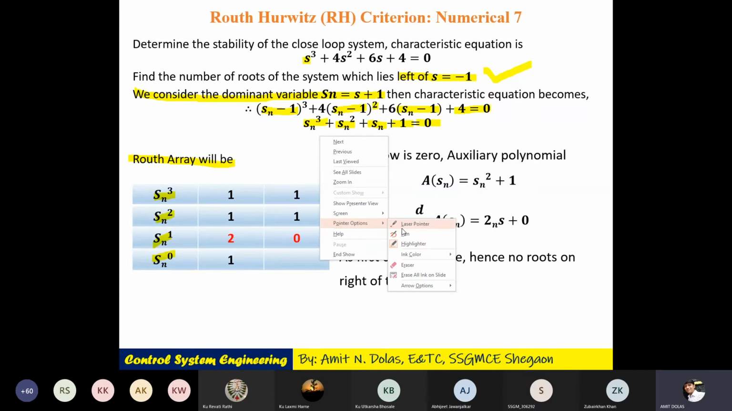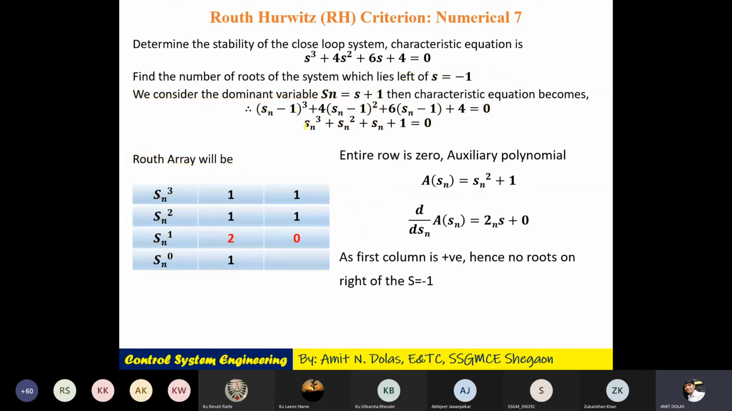Put the coefficients. I'll put the coefficient of s cube, that will be 1 here. Then Sn, it will be again 1. Then Sn square, it is 1. Then s to the power 0, that is also 1. You just go for the cross multiplication. Root array extend करना है. 1 minus 1, it will be 0 here. It will be 0. So there will be 0, 0.